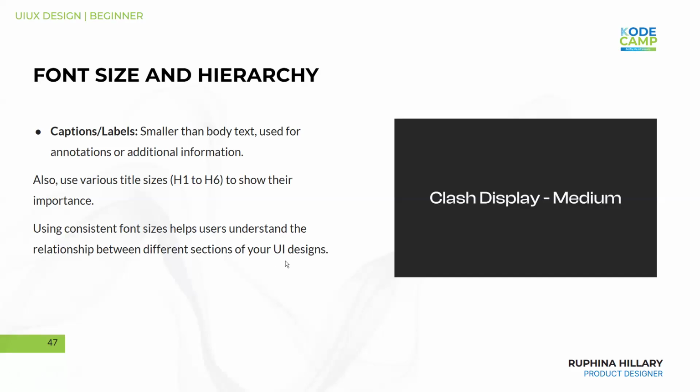Using consistent font sizes helps users to understand the relationship between different sections of your UI design. So now I've specified 64 for all my headers. All my headers will be 64 pixels. I've specified 32 for my subheadings. All my subheadings will be 32 pixels. Same thing with my body and my labels. So now anywhere someone sees my body content or they see my subheadings, it will be easy for them to understand what this implies, what this means, or how important this information is to me.